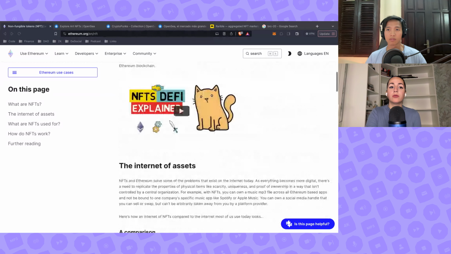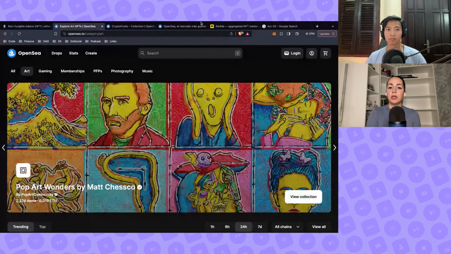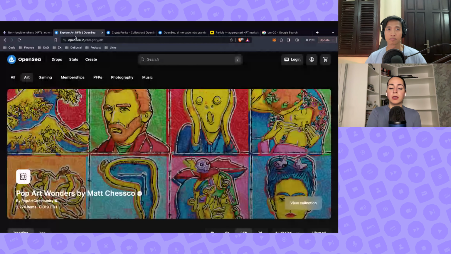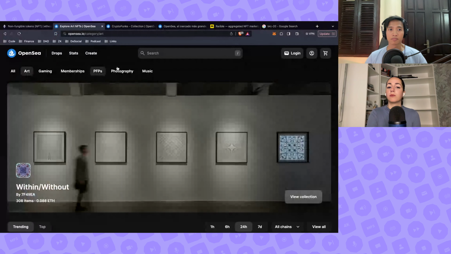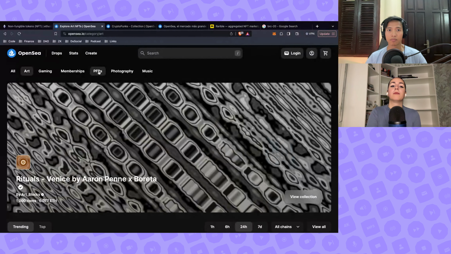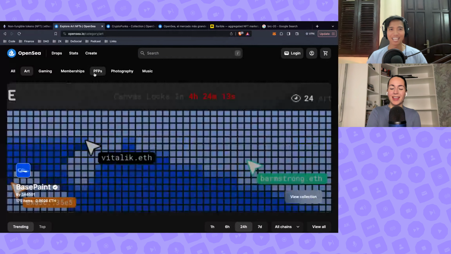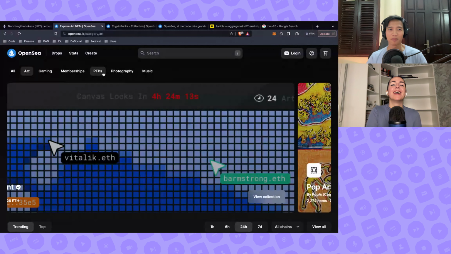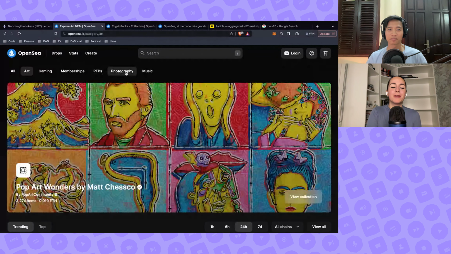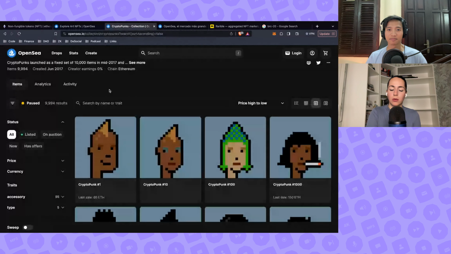So now I'm going to show one of them. There are two main marketplaces, OpenSea and Rarible. On the OpenSea marketplace, we can see the different parts: gaming, membership, profile picture, photography and music. It's basically personal profile picture, yeah.